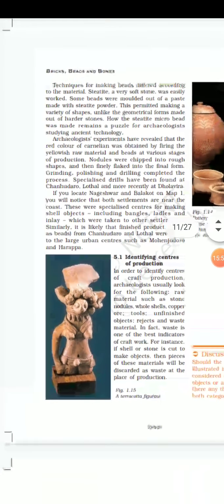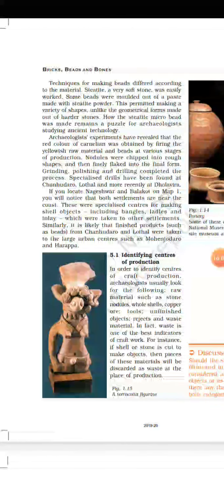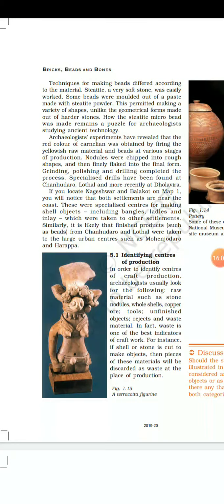If you locate Nageshwar and Balakot on map number 1, you will notice that both settlements are near the coast, near the Arabian Sea. There were specialized centers for making shell objects, including bangles, ladles, and inlay, which were taken to other settlements. These were the famous centers for making shell. Now the question comes: why were these centers very famous for making all these things?